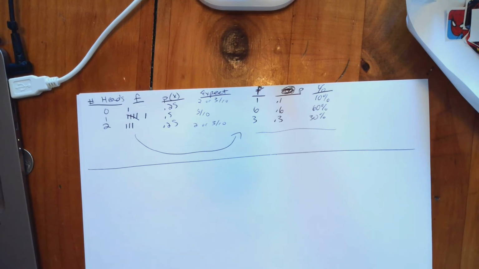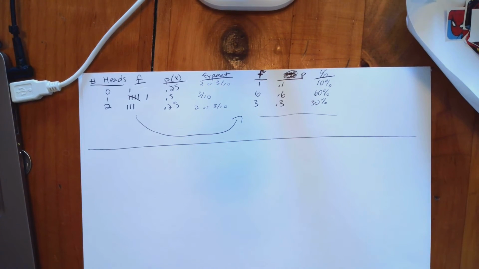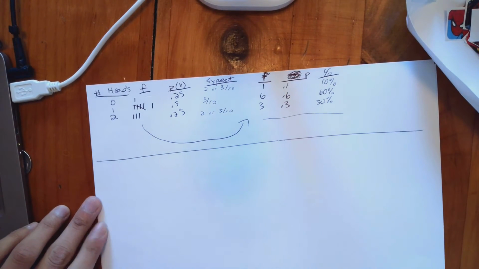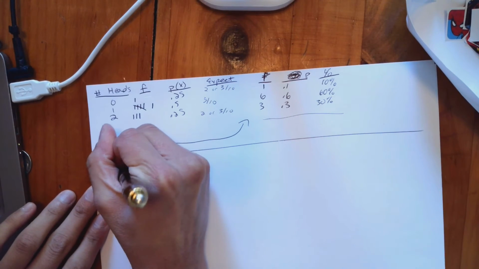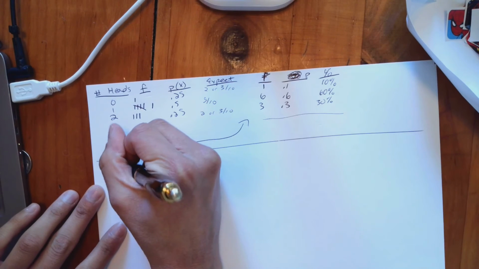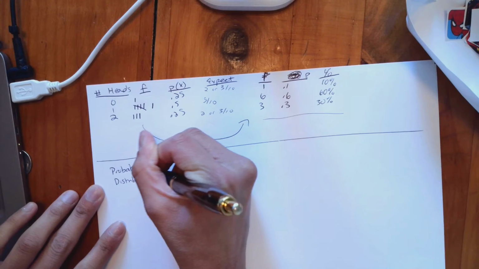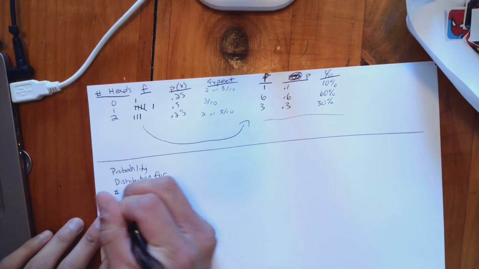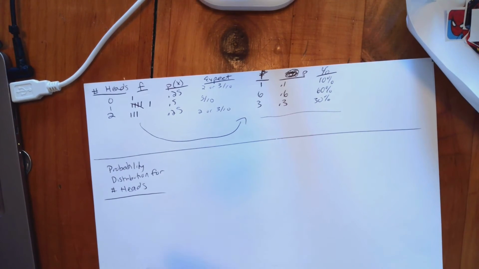So here we are, the last item on our agenda, which is graphing probability distributions. And a graph for a probability distribution is going to look a lot like a graph for a frequency distribution. And specifically, we're going to look at our probability distribution for the number of heads, and as we said before, it looks like this.